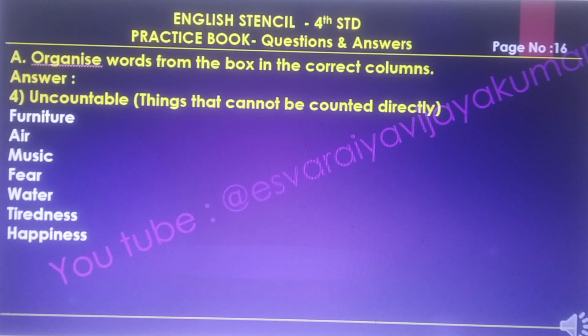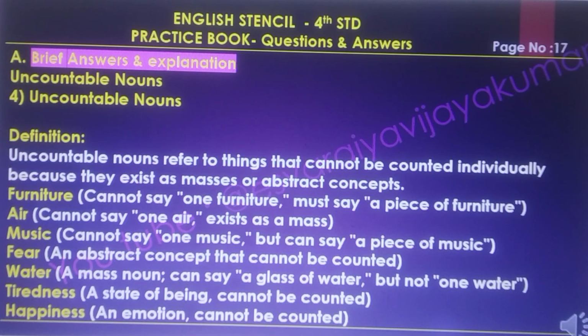And the fourth one, uncountable things that cannot be counted directly: furniture, air, music, fear, water, tiredness, happiness. Here are the questions. And the uncountable noun definition: uncountable nouns refer to things that cannot be counted individually because they exist as a mass or abstract concepts. Furniture, we cannot say one furniture, we must say a piece of furniture. Air, cannot say one air, exists as a mass. Music, cannot say one music but can say a piece of music.